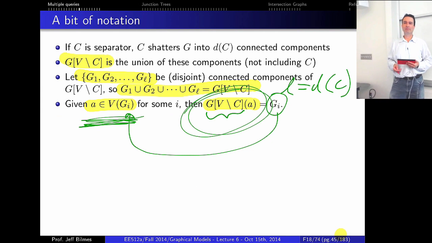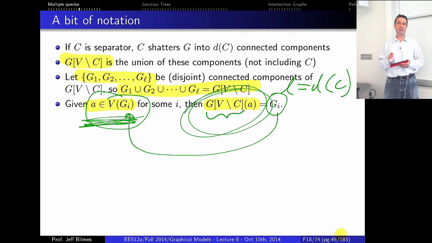Notice that A is inside of one of the components. So that necessarily means that A is not a member of C. All the components are disjoint, so therefore it's unique, because A can't live in more than one component. Remember, the shattering partitions the graph into a set of residual connected components. It's a lookup form, just a convenient notation. We're going to be using that, and it's going to be very convenient for proving the next theorem.